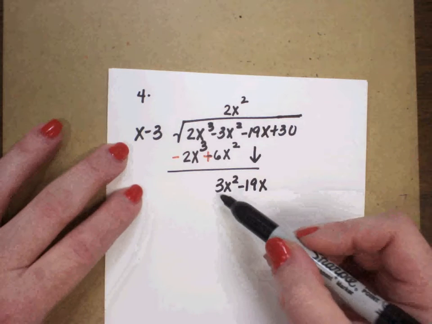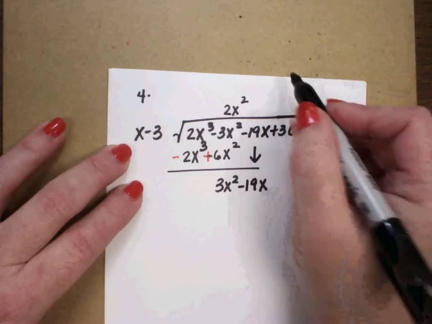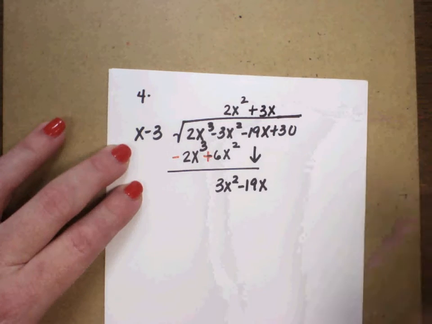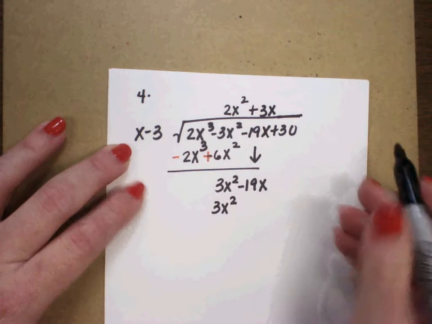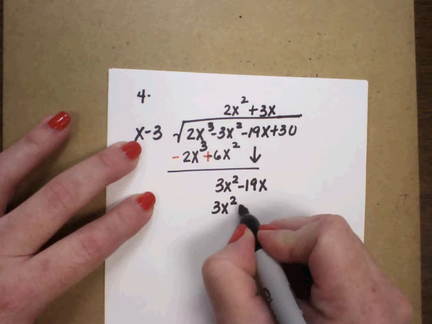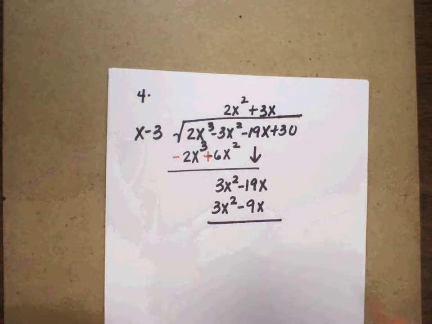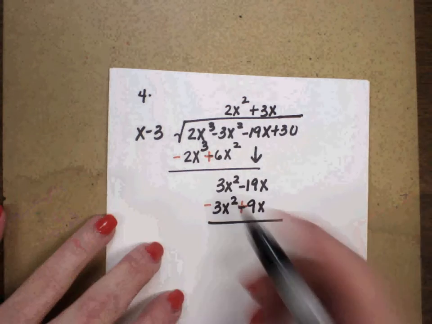Plus 3x. 3x times x, 3x squared. 3x times negative 3, minus 9x. Very good. Change them. That would be 0. Negative 19x and 9x, negative 10x. Bring down the 30.